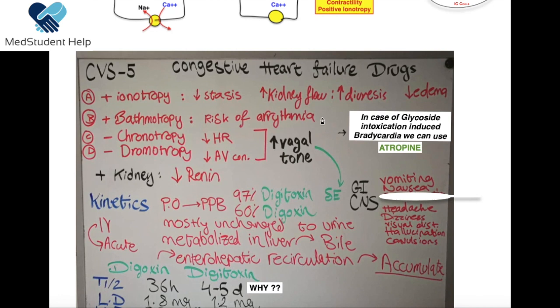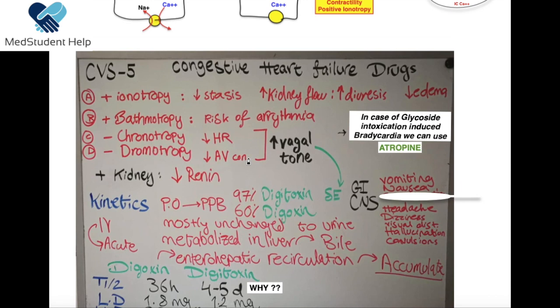Now, this increasing vagal tone is going to lead to decrease in the heart rate, and it is going to decrease the conduction, leading to decrease in the AV conduction, right? So the atrioventricular node conduction.